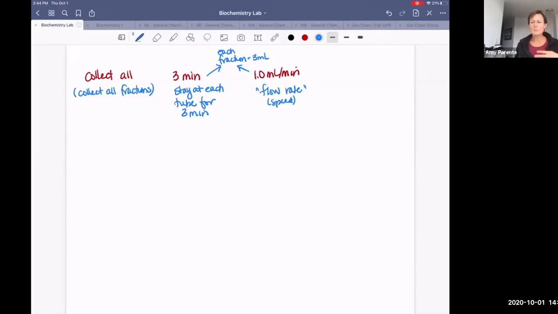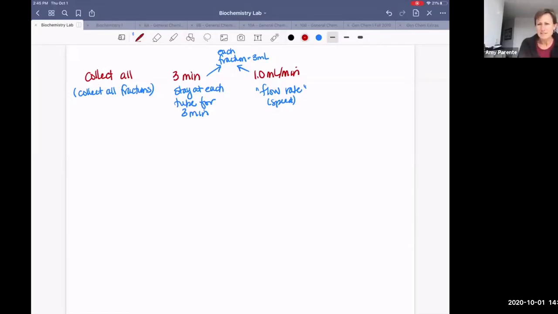So this is just the preliminary information that we need to start our program with. Do you want to collect all or just some fractions? How long do you want to stay at each fraction? And importantly, what's your flow rate for your mobile phase? What is a fraction? A fraction is the test tube. So we're collecting test tubes.